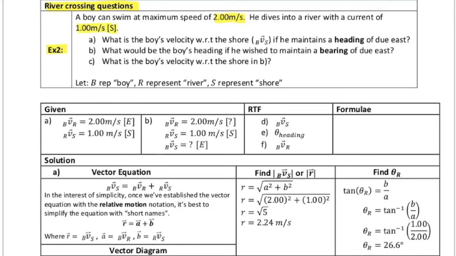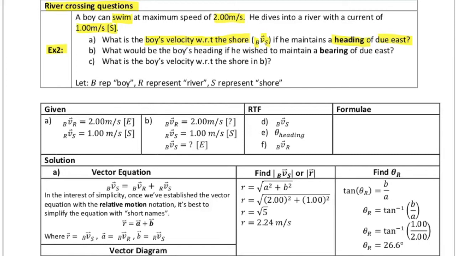Part A asks what the boy's velocity with respect to the shore is if he maintains a heading of due east. So let's focus on this first. WRT stands for with respect to. So since we're referring to the motion of the shore, the notation is BVS, boy's velocity with respect to the shore. Now, what we were given is the magnitude of the boy's swimming speed of 2 meters per second. So this represents the magnitude of the boy's velocity, but with respect to the river, not the shore. So that 2 meters per second, in this case, will be east.